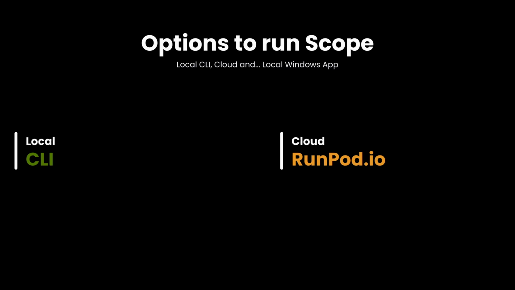And this week, that friction drops hard because we now have our brand new Windows desktop app. So if you have a serious GPU, think like 4090 or a 5090 territory, you can now run Scope locally just like a normal app. There's no ceremony, you just open Scope and try things.